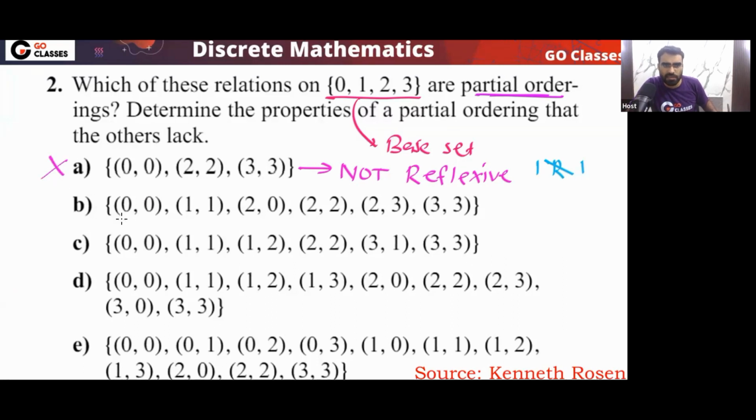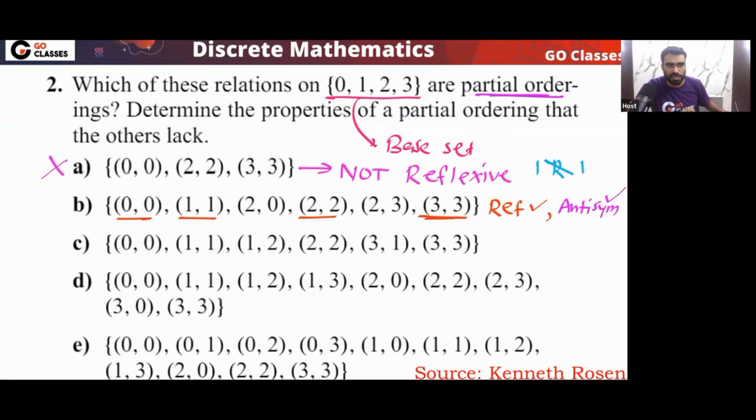Okay, what about the second one? 0 related to 0, 1 related to 1, 2 related to 2, 3 related to 3. So the reflexive property is there. What about the antisymmetric property? Between different elements, are you getting A related to B and B related to A? No, we are not getting that. So antisymmetric is also there.